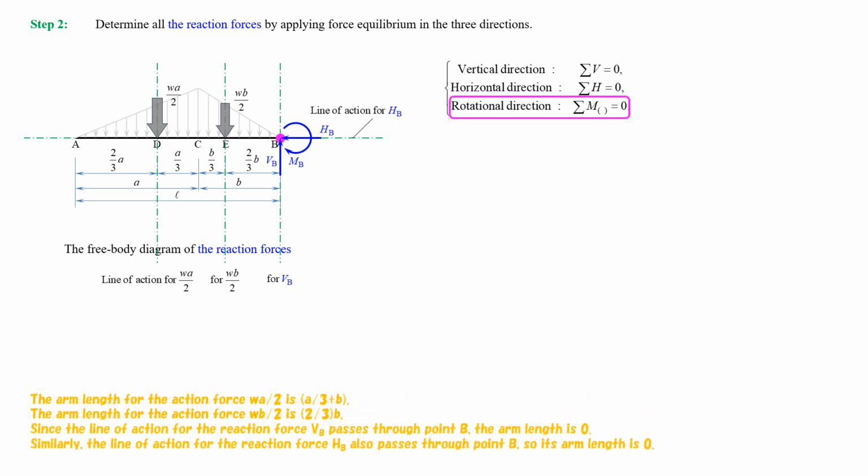The arm length for the action force, W multiplied by A, divided by 2, is the 1/3 of A, plus B. The arm length for the action force, W multiplied by B, divided by 2, is the 2/3 of B. Since the line of action for the reaction force VB passes through point B, the arm length is 0. Similarly, the line of action for the reaction force HB also passes through point B, so its arm length is 0.